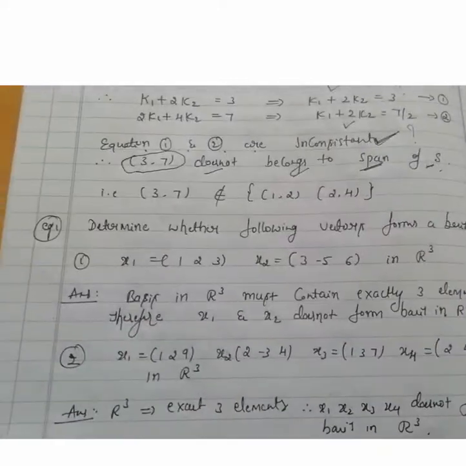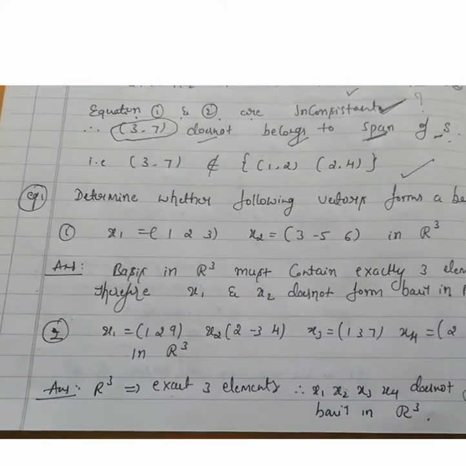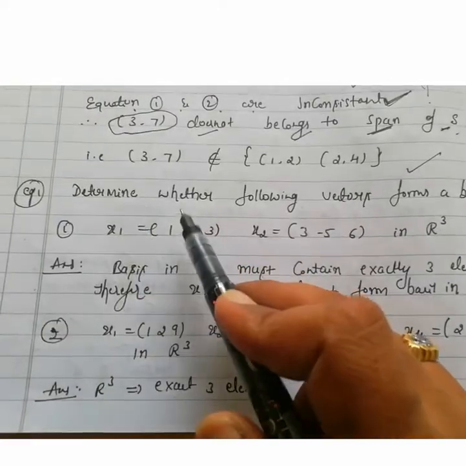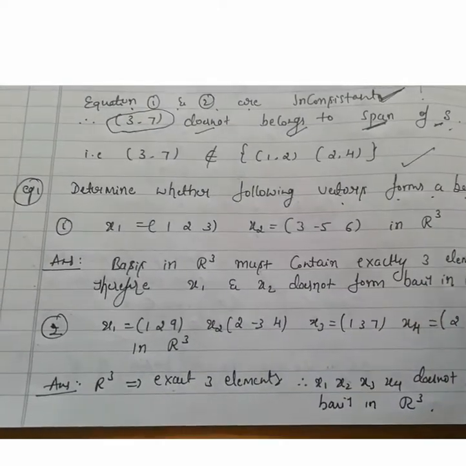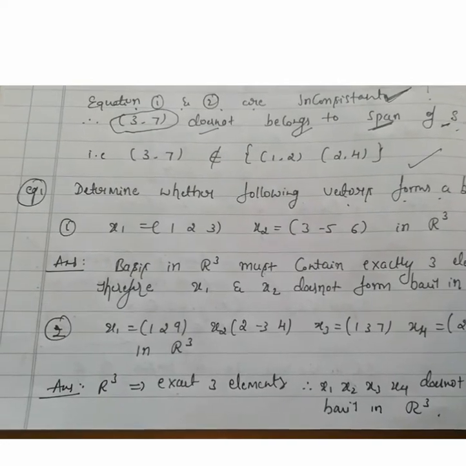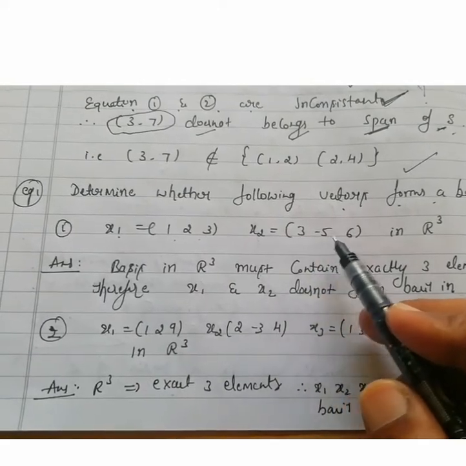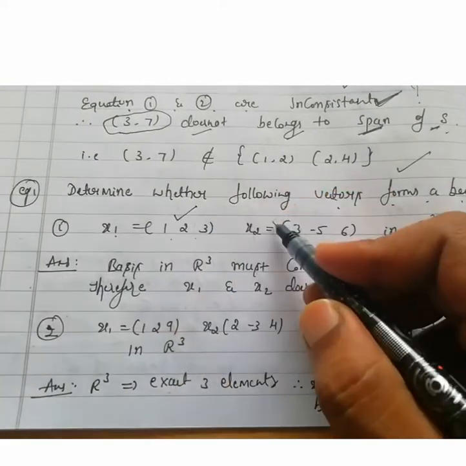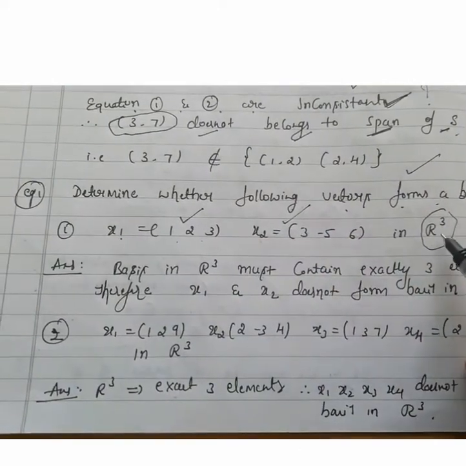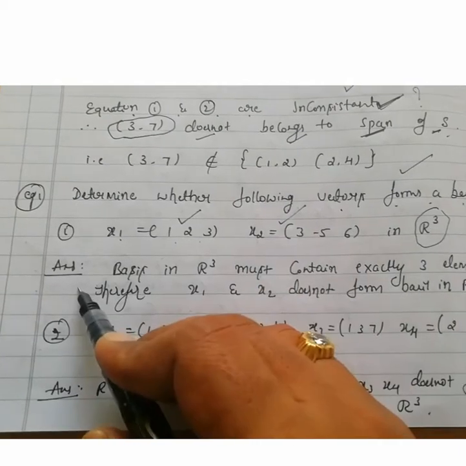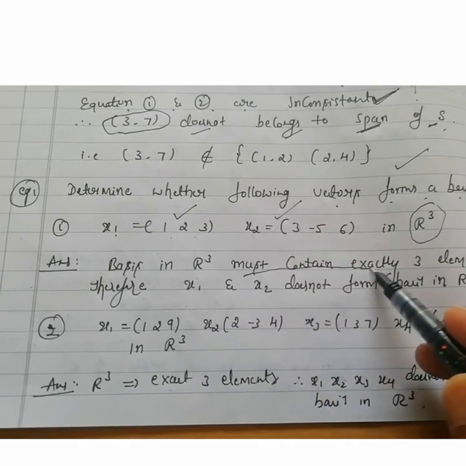Next, we will not solve, we will just have an observation. Example 1. Determine whether the following vectors form a basis in R3. x1 = (1, 2, 3), x2 = (2, 3, -5, 6). They have given how many elements? 2 elements. But they are asking to determine whether the following vectors form a basis in R3. What is R3? The 3 stands for what? It must contain exactly 3 elements.